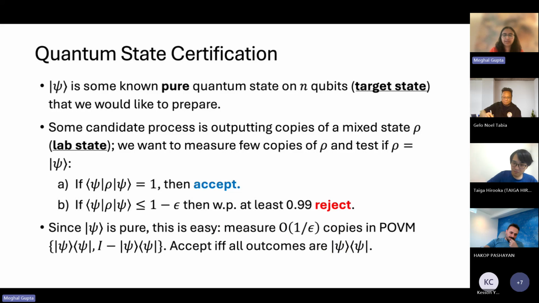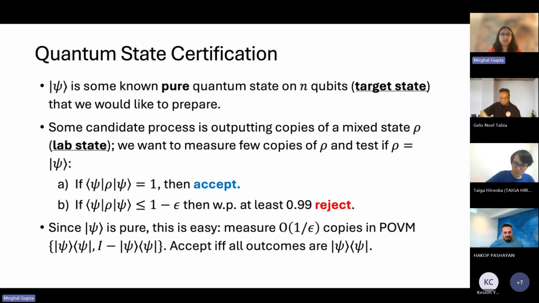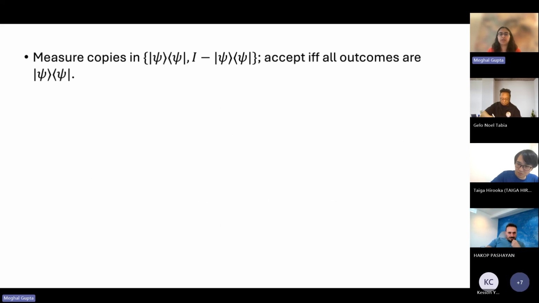Okay, cool. So before we get into the concept of single qubit measurements, this problem as I've stated it is really easy. All you would have to do is measure rho in any basis containing psi, and accept if and only if all the outcomes are psi. You can do some easy analysis to show that you need 1 over epsilon copies, and that this is the optimal algorithm. So the question is, why is this not a good algorithm?